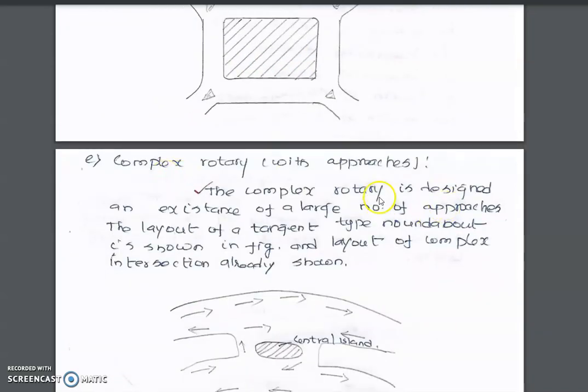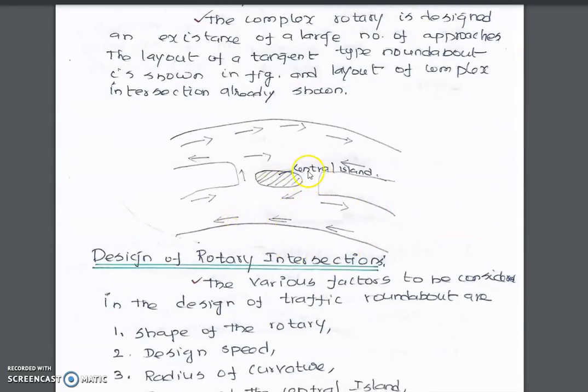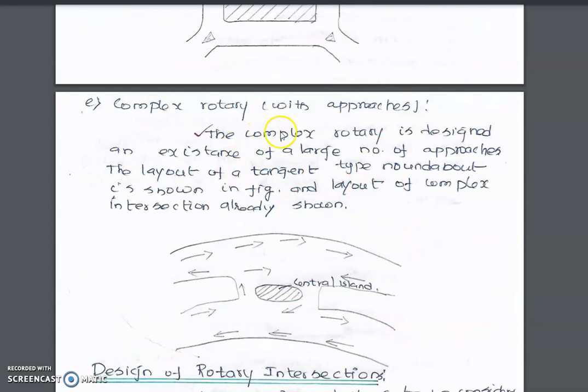Then the complex rotary with approaches. See, here the flyover will occur. Here the complex rotary, the centralized one, is established. The complex rotary is designed for the entry and exit of a large number of approaches. The layout of a tangent type rotary is shown in the figure. Like this only, and the layout of the complex intersection is already shown.